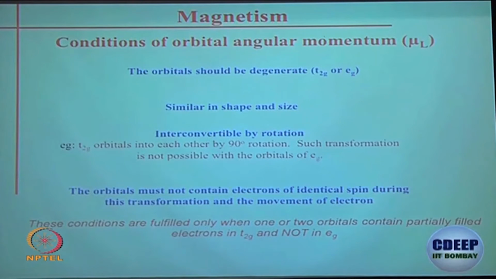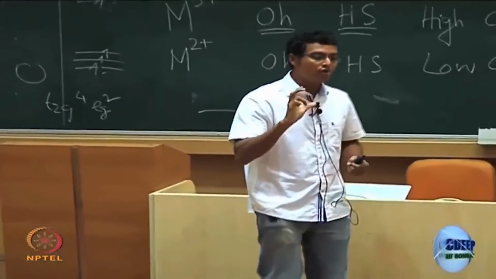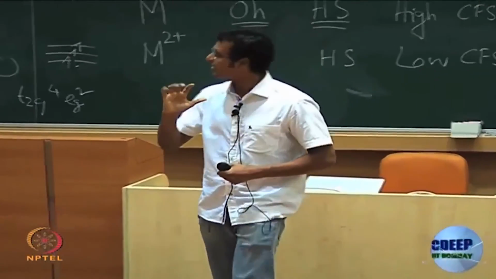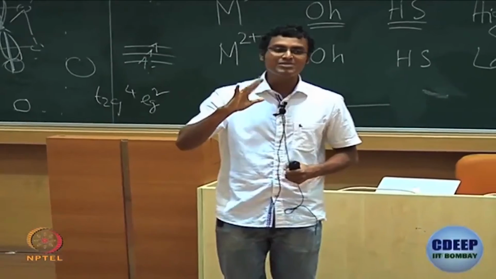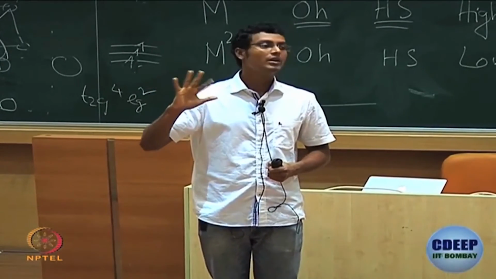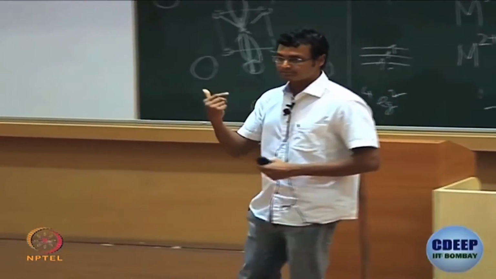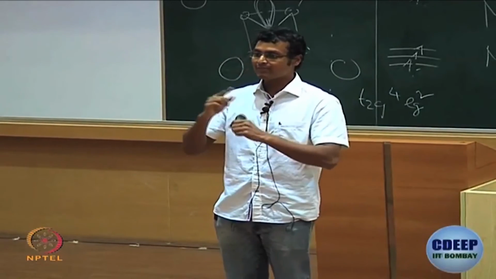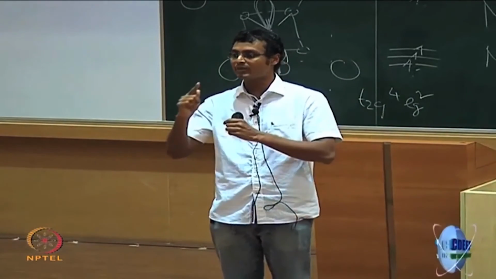What is orbital contribution? In addition to spin only values, if there is some rotation around the orbit, it specifically comes when you have orbitals which are unsymmetrically filled, like t2g4. So there is some sort of transition from one orbital to another.